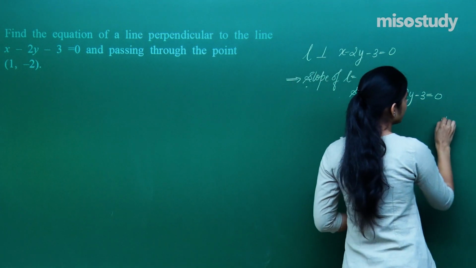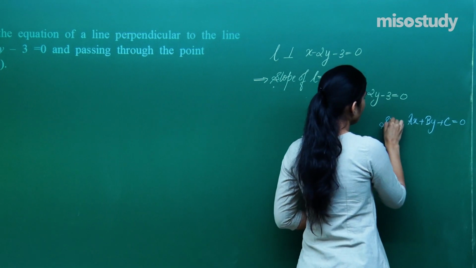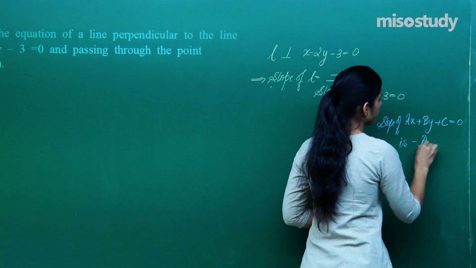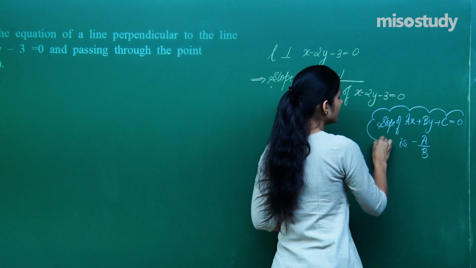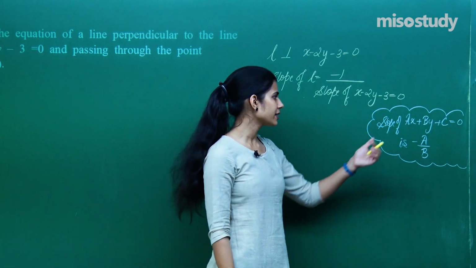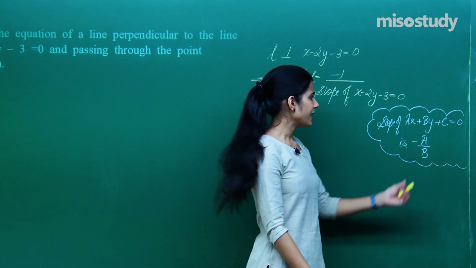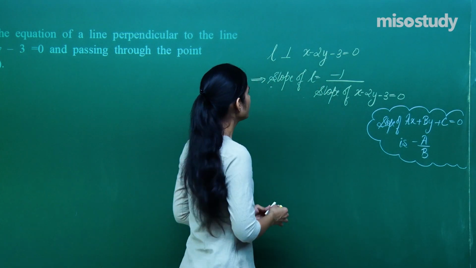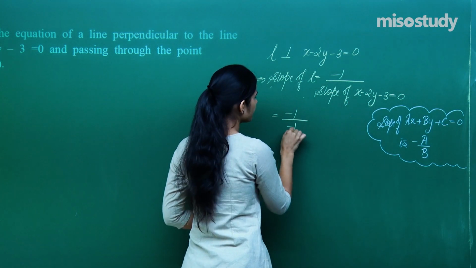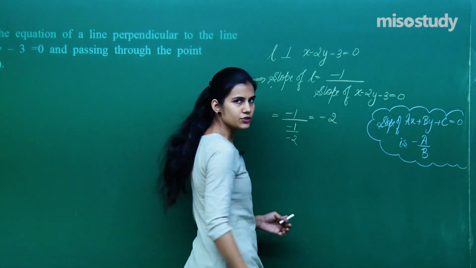What is the slope of the line ax plus by plus c equals 0? The slope of this is given by minus a by b. If you remember, we have already done this. We convert ax plus by plus c equals 0 into the slope intercept form and then conclude that the slope is minus a by b, that is, minus of coefficient of x upon coefficient of y. So here, what will be the slope of this line? Minus of coefficient of x upon coefficient of y, which comes out to be minus 2.